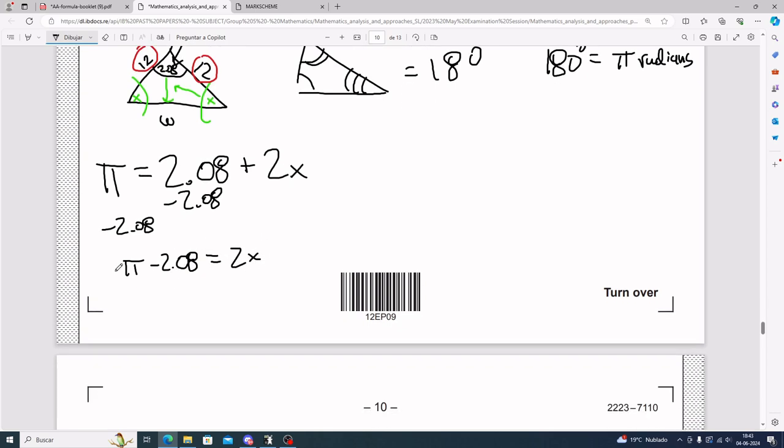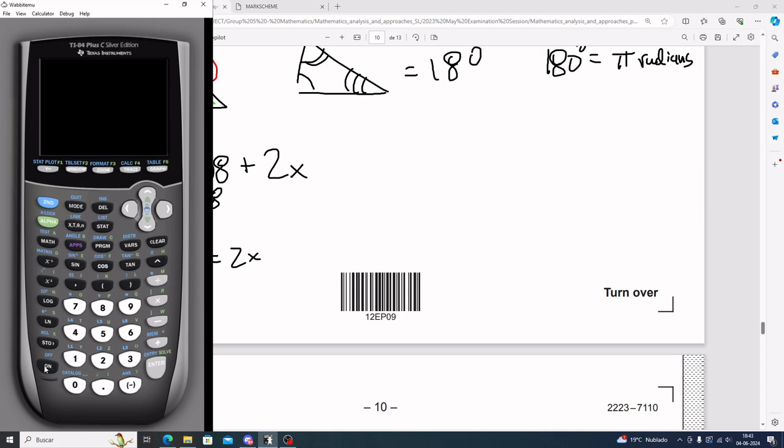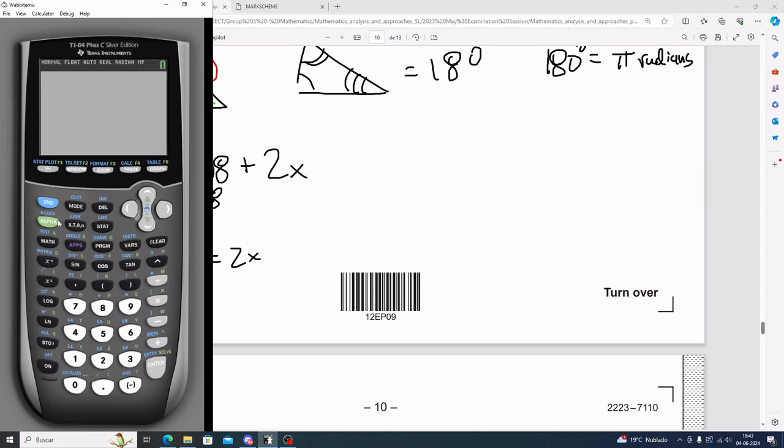Now, no one knows how much pi minus 2.08 is, so you can put it into your calculator. Pi is the symbol right on the clear key, by pressing the blue key and then the little key here, you get the pi symbol. So pi minus 2.08 gives you 1.06.